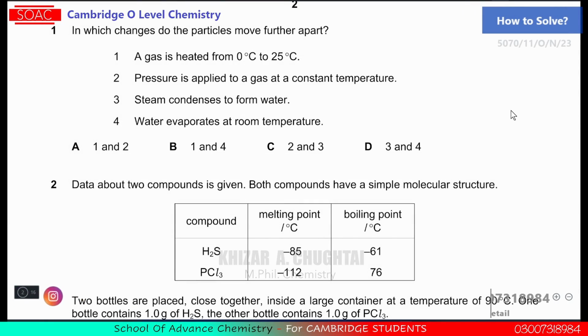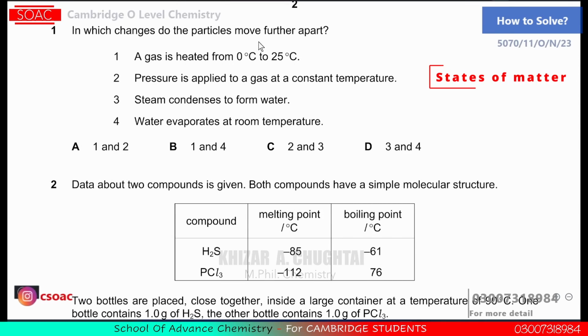In which change do the particles move further apart? A: A gas is heated from 0 degrees Celsius to 25 degrees Celsius. B: Pressure is applied to a gas at a constant temperature. C: Steam condenses to form water. D: Water evaporates at room temperature, and so on. If a gas is heated from 0 to 25 degrees Celsius, then yes, the particles will move further apart, because on raising the temperature, gaps are increased and particles move further apart.